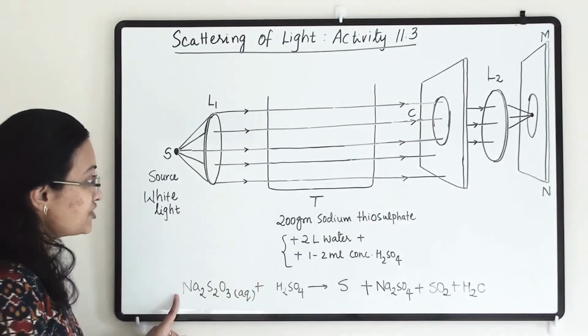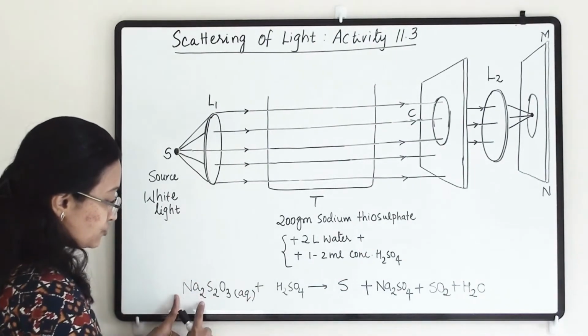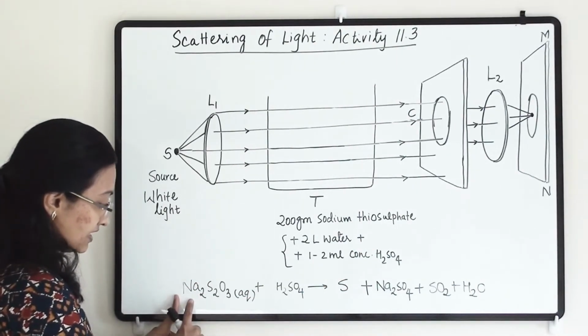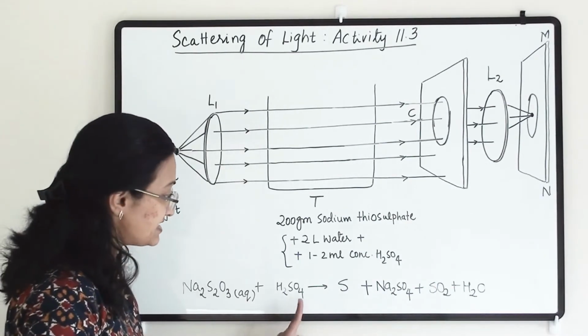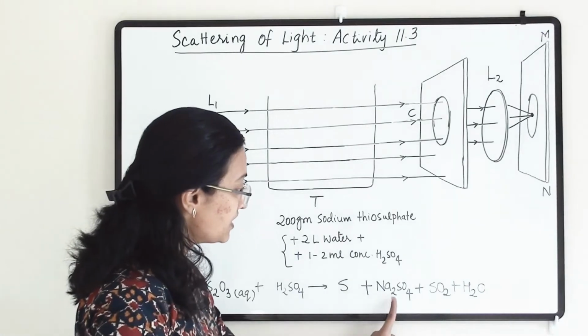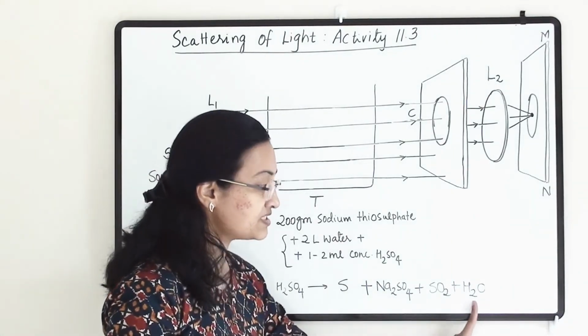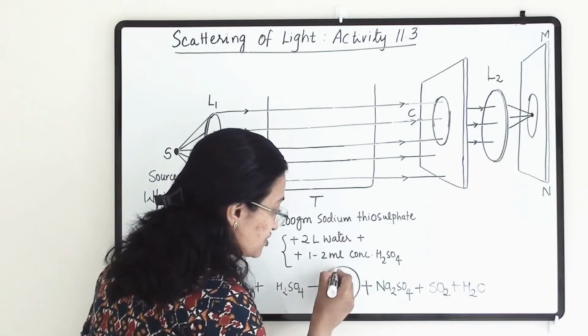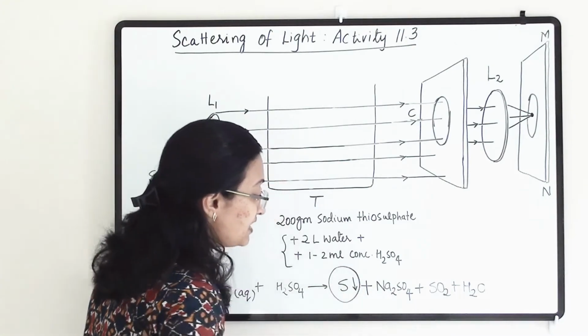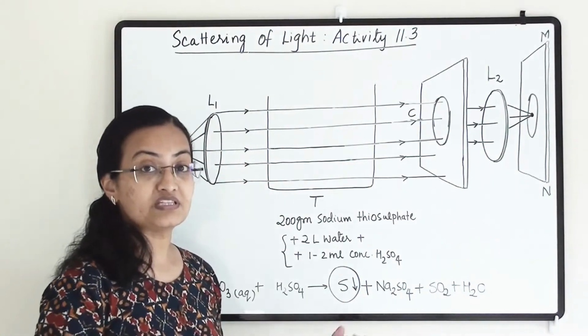So this reaction is going to happen over here. Sodium thiosulfate, Na2S2O3, will react with sulfuric acid and we will get sulfur, sodium sulfate, sulfur dioxide and water. Here, the important one for us is sulfur. So sulfur will come out as a precipitate.